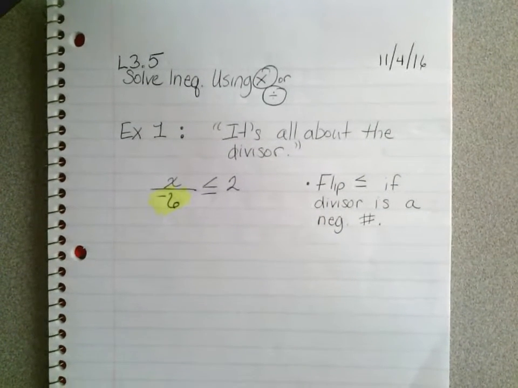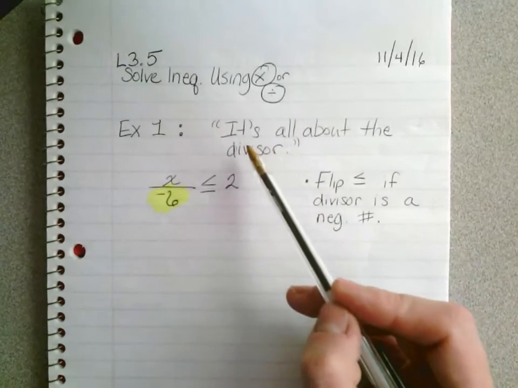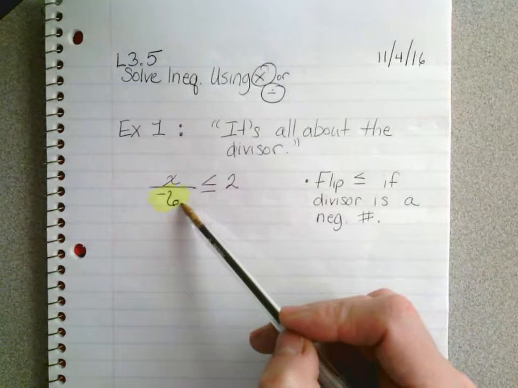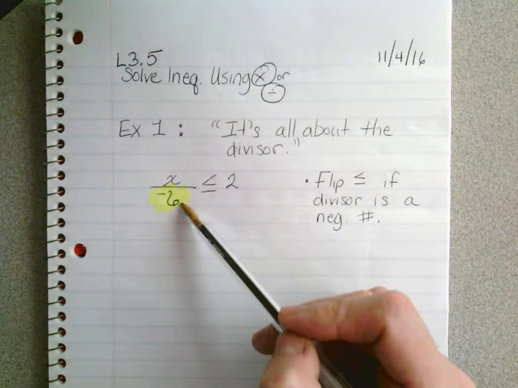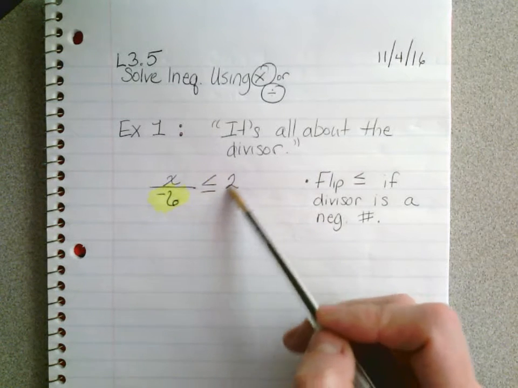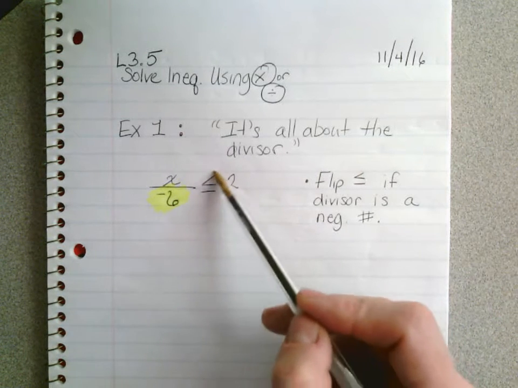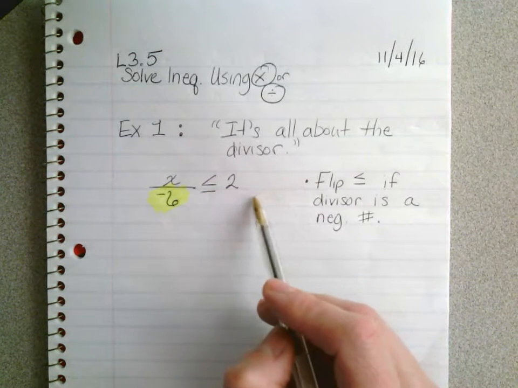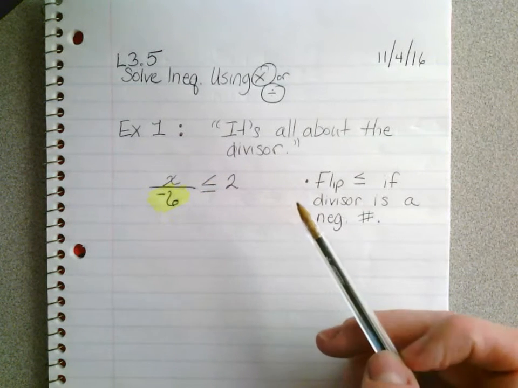In a division problem, it's all about the divisor. Now, what do I mean by that? If the divisor is negative, the solution to the inequality requires you to flip the inequality symbol. This is called an inequality symbol. The two lines, boop, boop, is called an equals symbol.